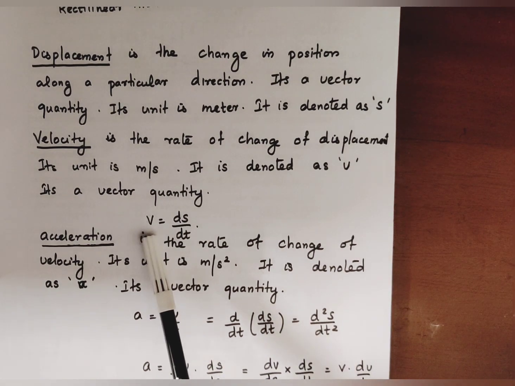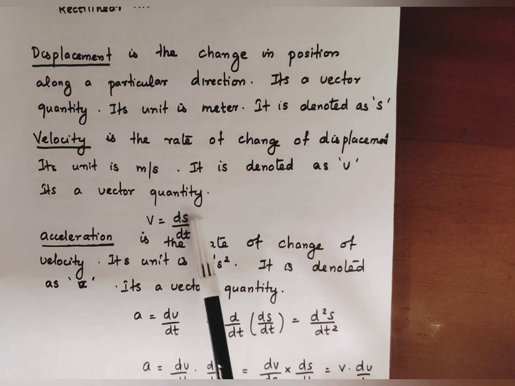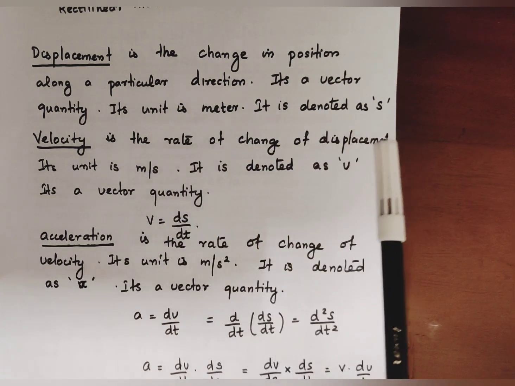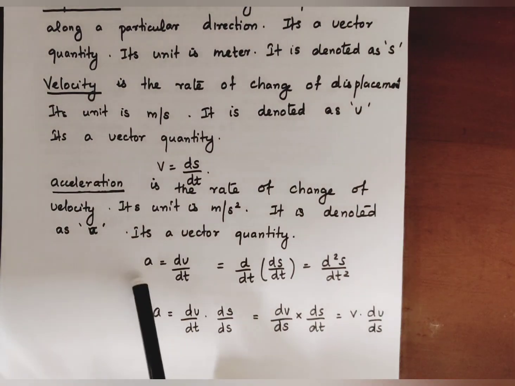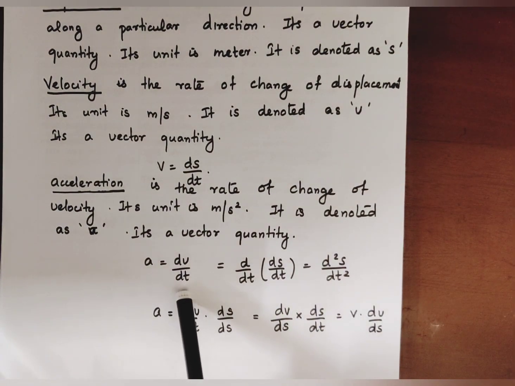The first equation is velocity, which is ds by dt. In problems related to variable acceleration, the displacement will be given as a function of time. If the displacement is given as a function of time, by differentiating the displacement you will get velocity. After getting the velocity function, that is velocity in terms of time, you can differentiate it to get the acceleration. At that time you have to use the equation acceleration is equal to dv by dt.